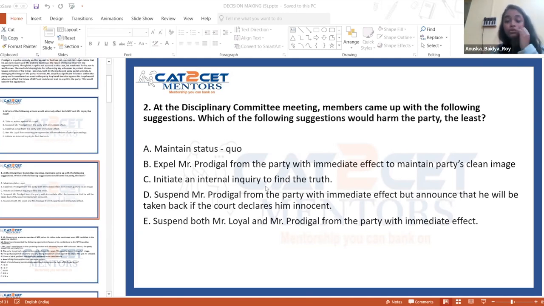Another very important thing, do not assume anything. Whatever is mentioned is like Bible. You have to judge based on whatever is mentioned. So initiate an internal inquiry to find the truth has nothing following it. What will be done after that? We cannot judge anything. We cannot say that it will harm the party. We cannot even say that it will not harm the party. The following action has not been stated. Right? Have you understood? Yes, it's an open-ended suggestion, right? Chalo, we move to the next question, the third question.